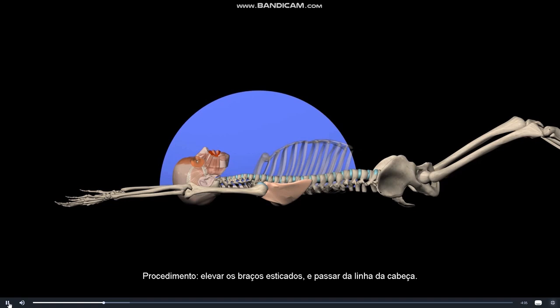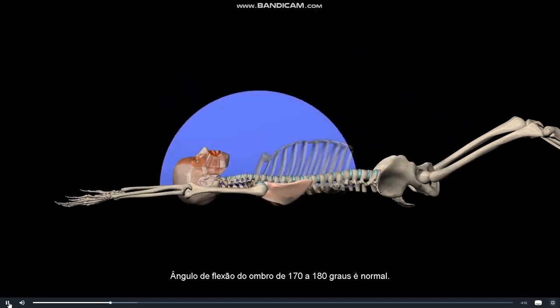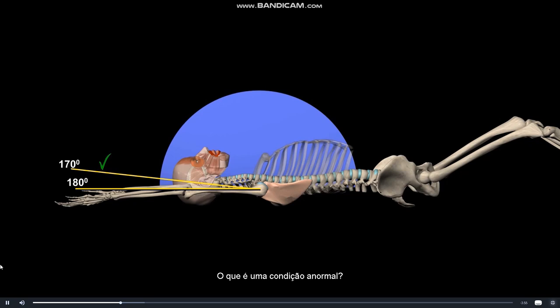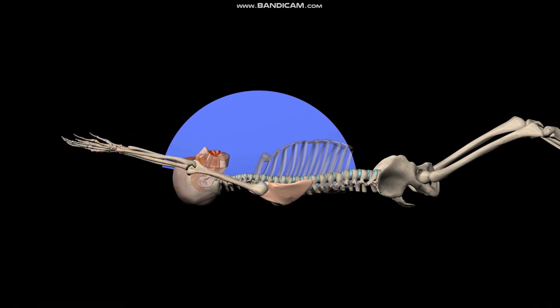Procedure: raise extended arms past the line of the head. Shoulder flexion angle of 170 to 180 degrees is the normal. What is non-normal condition? Angle smaller than 170 to 180 degrees.